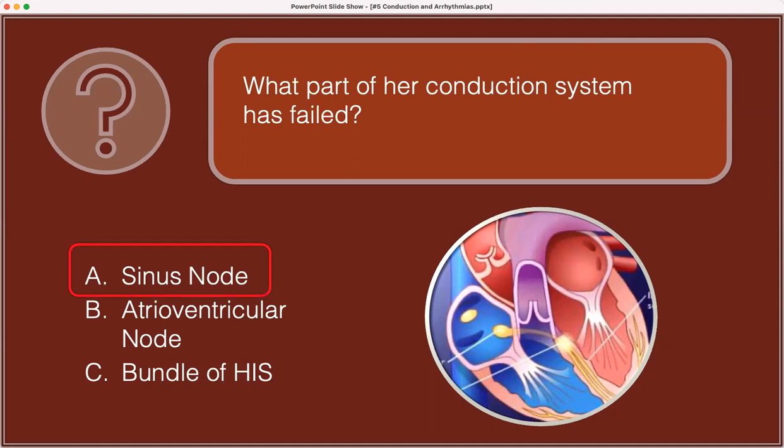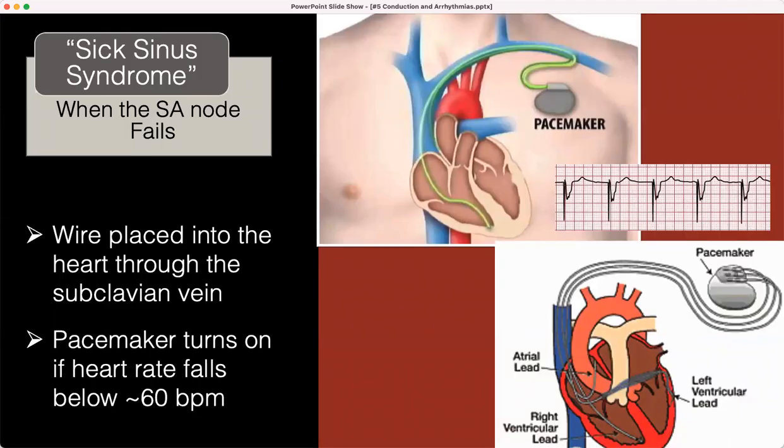And the answer is her SA node, or sinoatrial node. The great thing about the conduction system is that it has a backup. If the SA node fails, the atrioventricular node will take over, but it takes over at a much slower pace, like 40 beats per minute. So she has what's called sick sinus syndrome. This is when the SA node fails. And the treatment for that is a pacemaker.